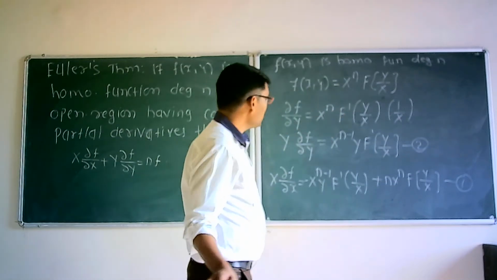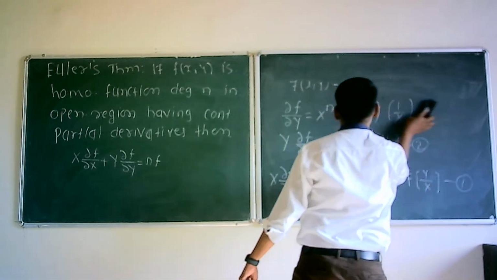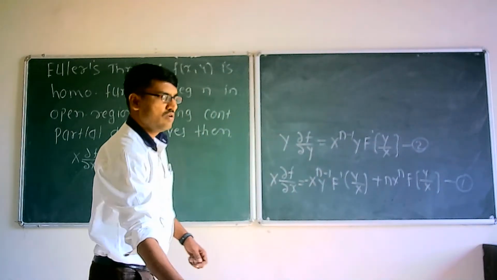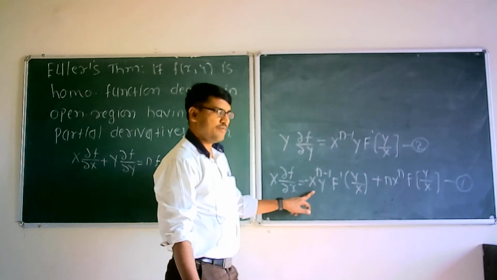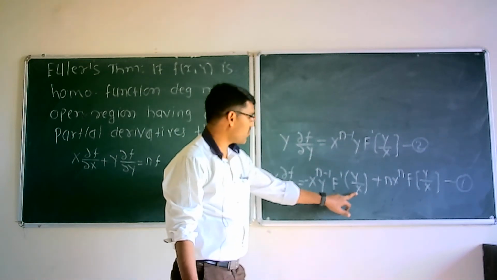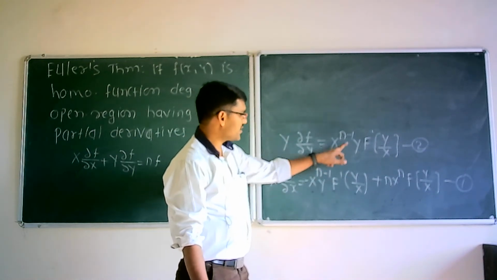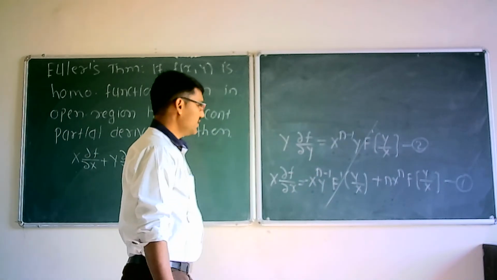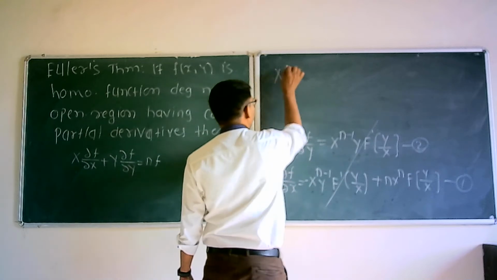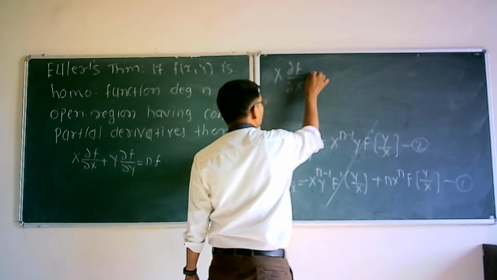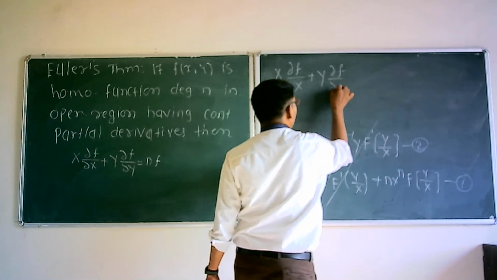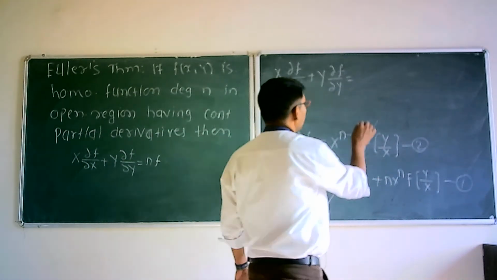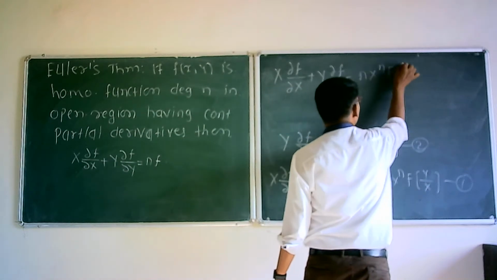So if you add equation number 1 and 2, what happened here? Minus x raised to n minus 1 y f dash of y by x and plus x raised to n minus 1 y f dash of y by x get cancelled here. So x times partial f by x plus y times partial f by y is equal to only one term, n x raised to n f of y by x.